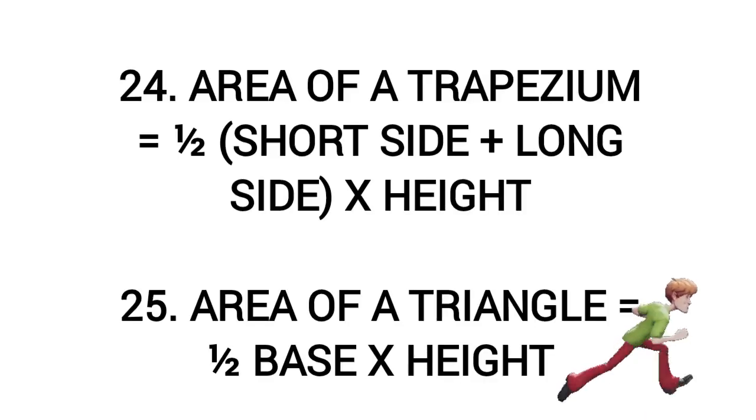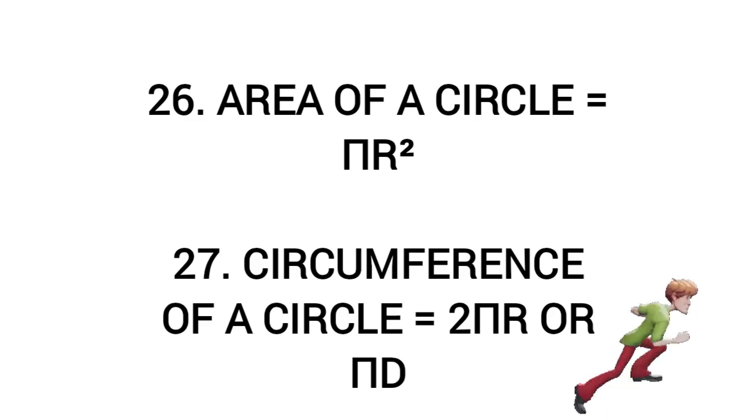Area of a trapezium is half a plus b times h, and area of a triangle is half base times height. Then we have area of a circle, that is pi r squared. Also circumference of a circle is given as 2 pi r or pi d. They are needed in the common entrance examination.